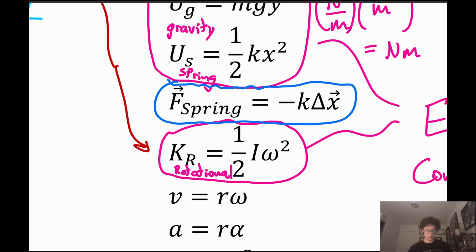F, spring. You guys know what F is. It means force. F subscript spring is the force created by a spring. And here you have a minus sign, you have K, which is the spring constant, and you have delta X, which is the extension or the compression of a spring. That's all I'm gonna say.